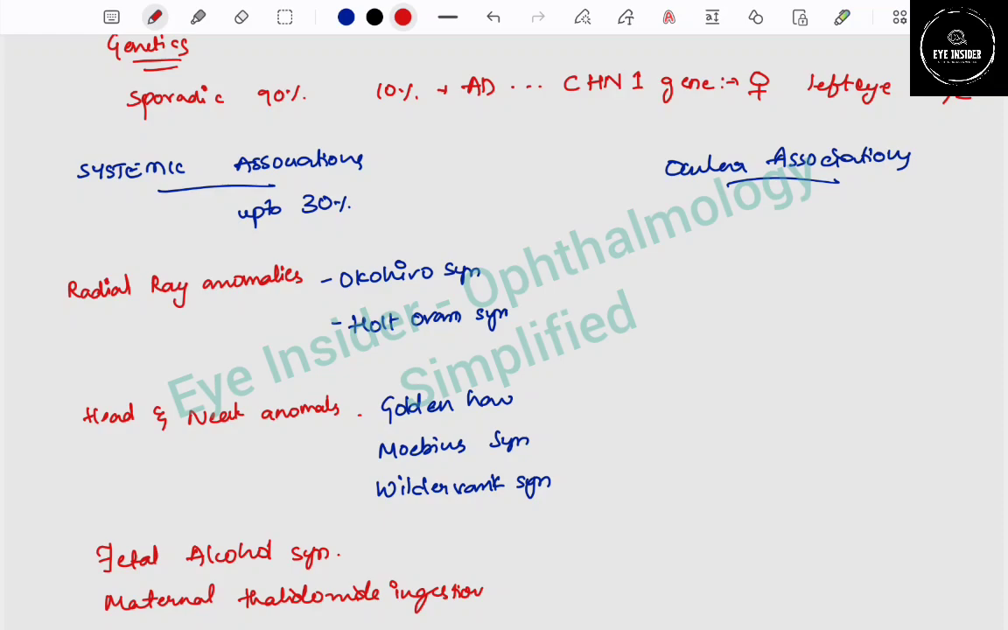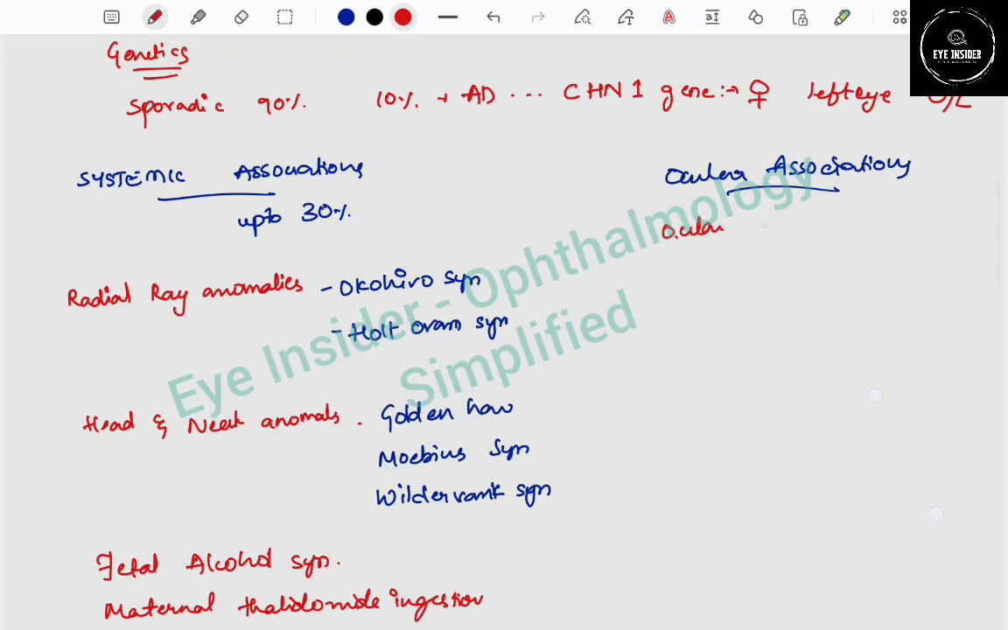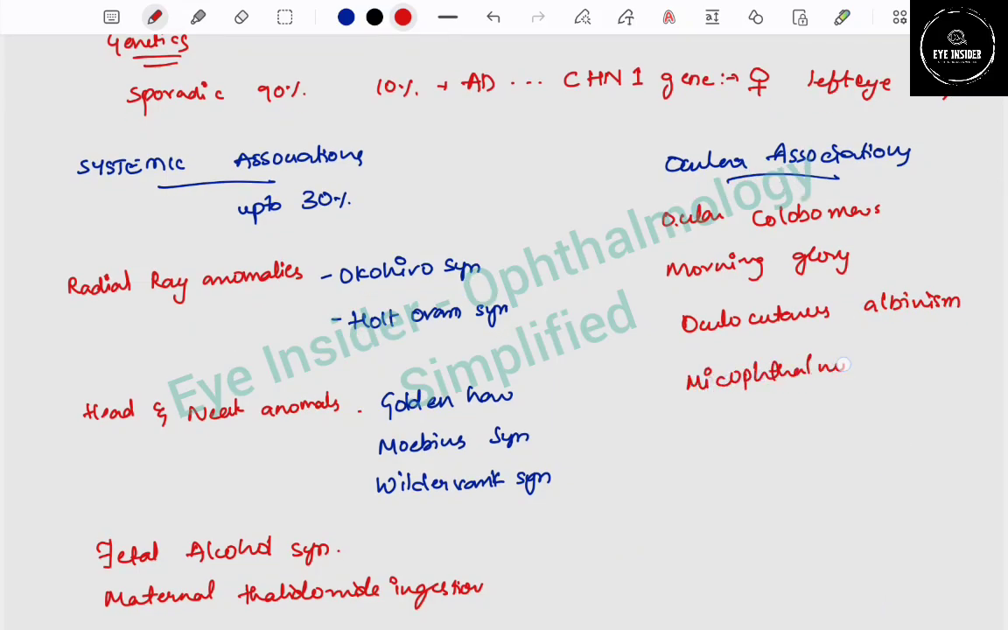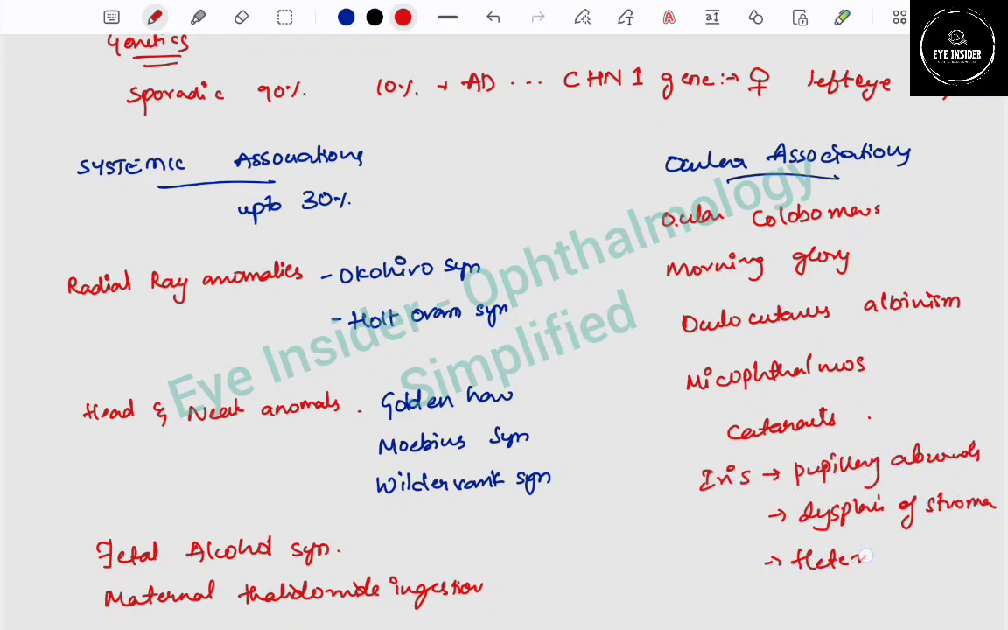The ocular associations are ocular colobomas, morning glory anomaly of the optic disc, oculocutaneous albinism, microphthalmos, cataracts, and iris defects such as pupillary abnormalities, dysplasia of the stroma, and heterochromia of the iris.